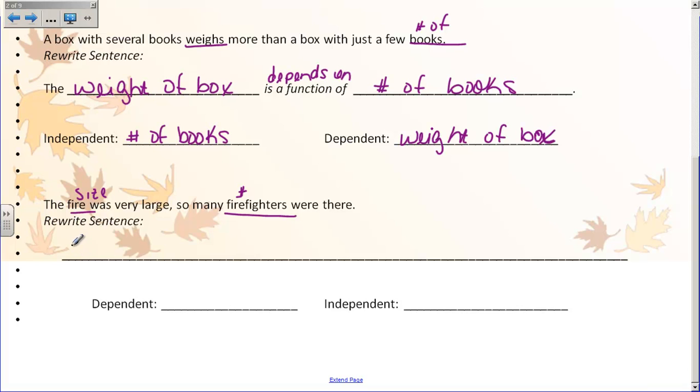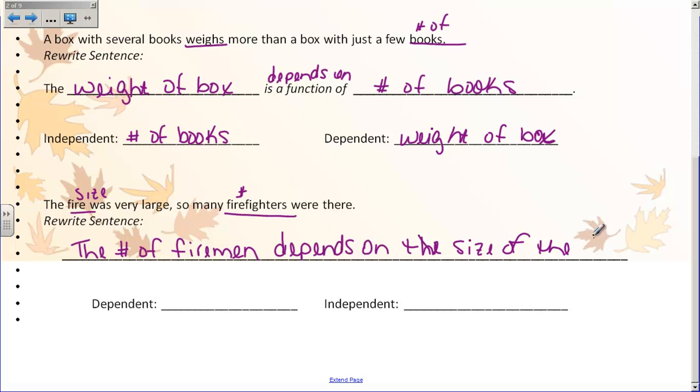So I would say that the number of firefighters, and I'm just going to say firemen because it's easier to write, depends on or is a function of the size of the fire. I should slow down with my writing. It's been a while since I've used my air slate.